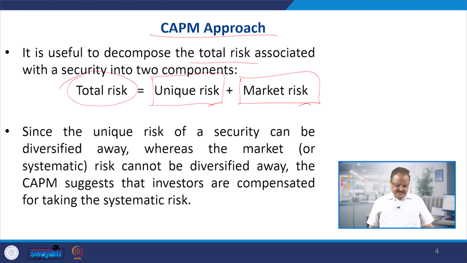So one is unsystematic risk, which you call a unique risk or a security-specific risk. The other one is systematic risk, which you call market risk or index-based risk. In this case, since the unique risk of a security can be diversified, if you want to invest in a riskier security, you can diversify your total investment into different kinds of securities.